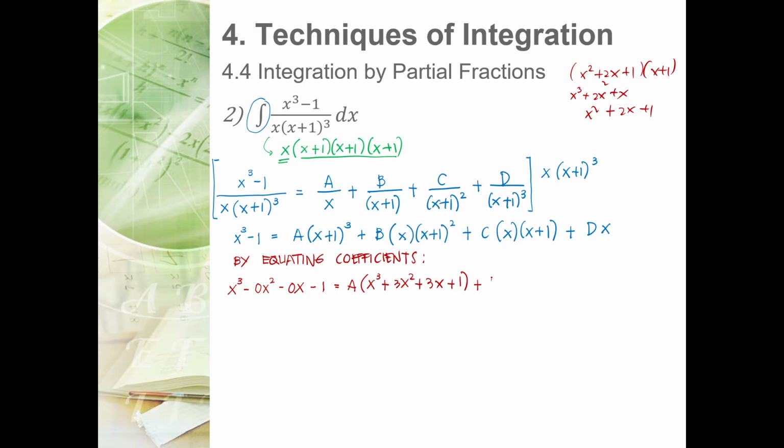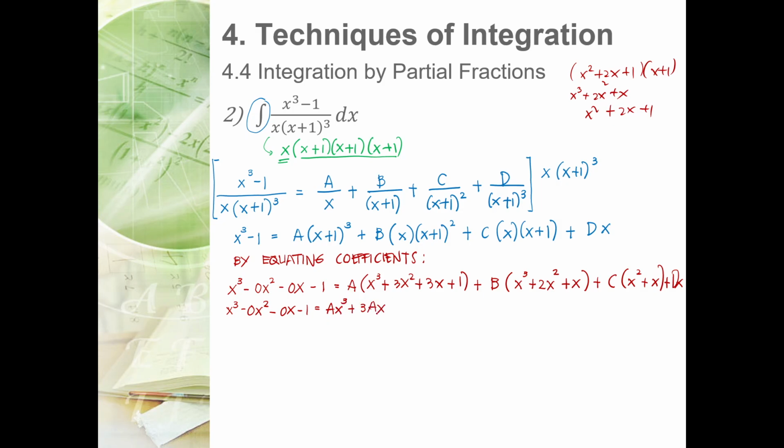Then next is your B. So we have B times x cubed plus 2x squared plus x. Okay, I'll just shortcut that one. Then C times x squared plus x, then plus Dx. Okay? So let me write it properly so that you can see. On the left side, that will be x cubed is equal to 0x squared minus 0x minus 1.